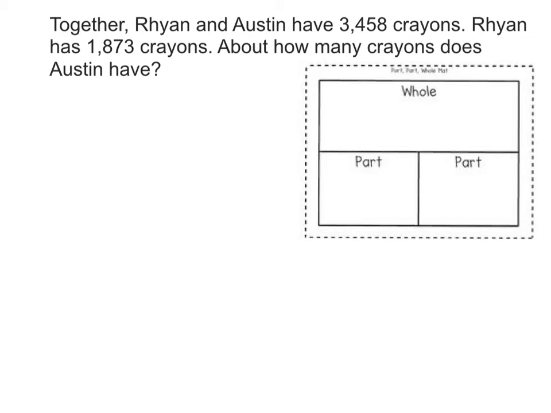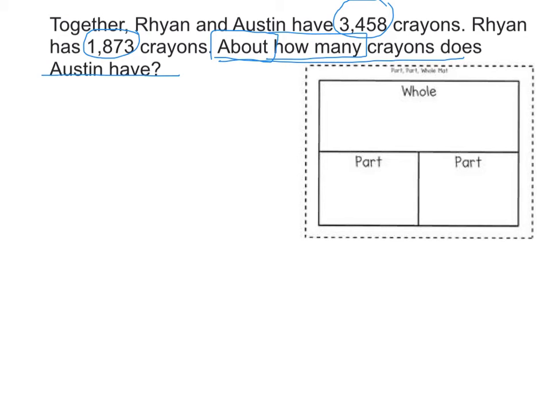Okay, so our next problem says that together Ryan and Austin have 3,458 crayons. Ryan has 1,873 crayons. About how many crayons does Austin have? Well, the first thing I want to go ahead and do is circle my important numbers. And I'm going to put a box around some important key math words like about and how many. I'm also going to take the time to underline the question so I know what is being asked. The next step I know is to go ahead and retell what's happening in the story.